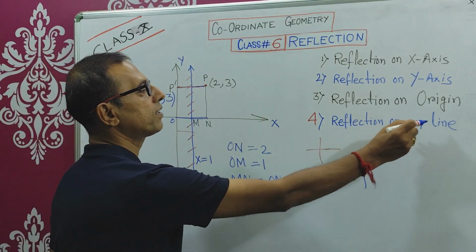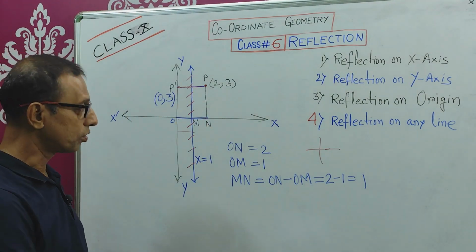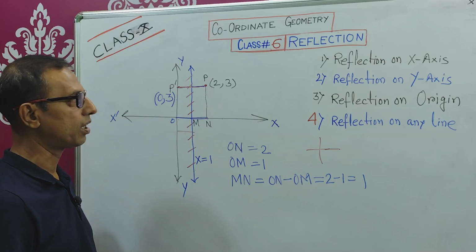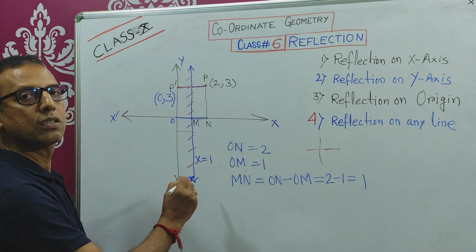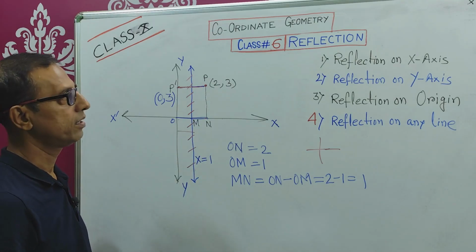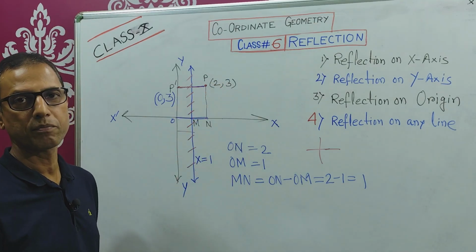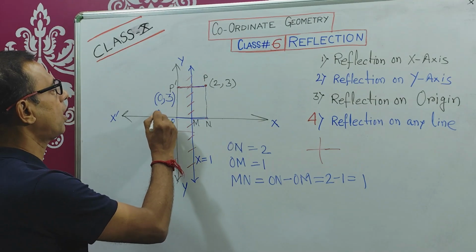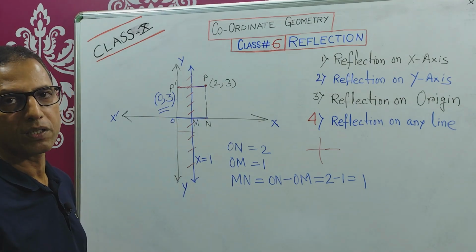So now reflection on any line is also covered. Therefore I am saying, even though there is no graph paper, you can just draw a graph by eye estimation roughly, right? And then you can solve the problem. So that is how you need to find the image of the reflection.